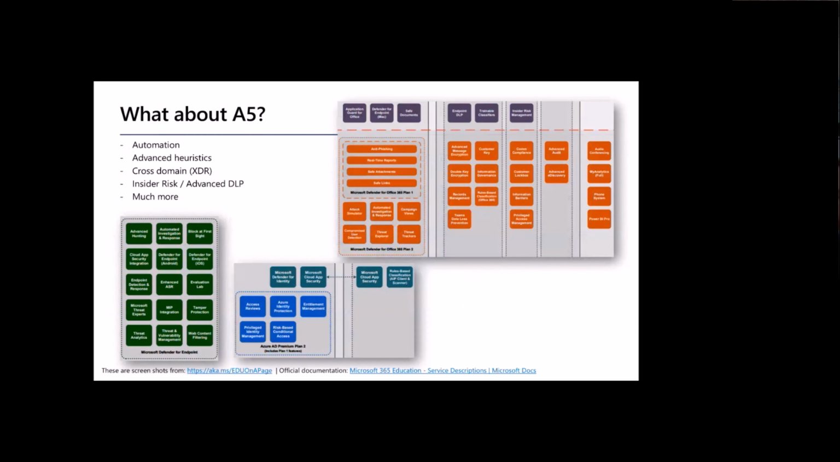What about A5? Like I was talking about earlier, A5 is all about that automation, advanced heuristics. I always like to say that A3 only has certain access to resources and processing power. And then once you get up to the A5 level, it's a little bit more intelligent. It's a little bit more responsive. It's a little bit more reactive. And here's all the breakdown of what you'll get in the A5 upgrade plans.